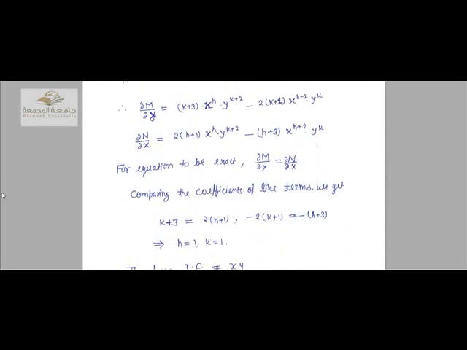Therefore, del M over del y is equal to (k plus 3) x to the power h y to the power k plus 2 minus 2 (k plus 1) x to the power h plus 2 y to the power k. Del N over del x is equal to 2 (h plus 1) x to the power h y to the power k plus 2 minus (h plus 3) x to the power h plus 2 y to the power k. For the equation to be exact, del M over del y is equal to del N over del x.